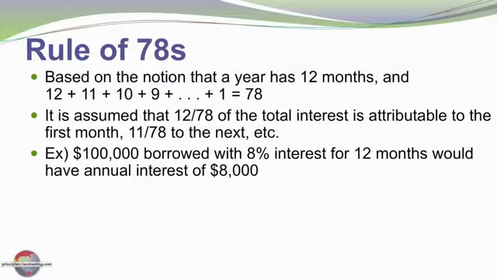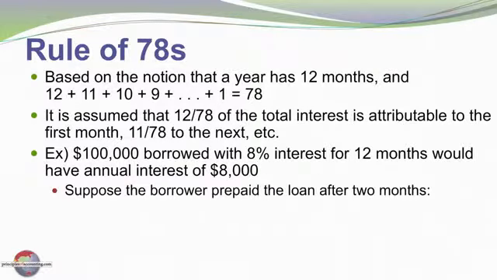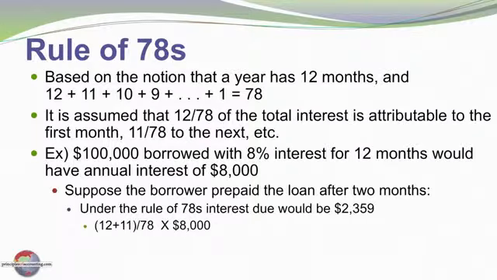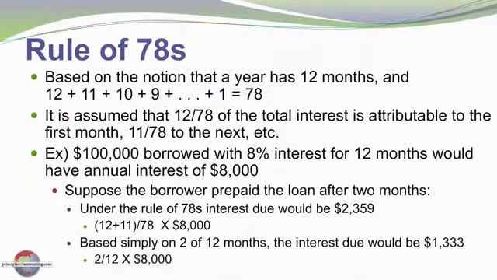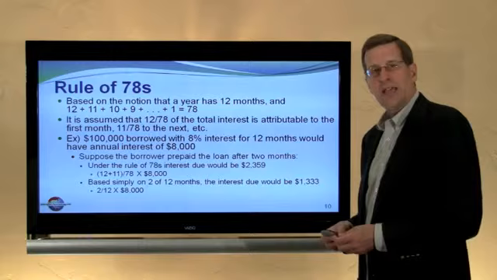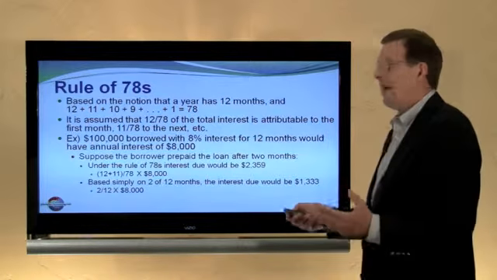So what happens here? Assume we have a $100,000 8% note for 12 months. $8,000 would be the annual interest that's entailed, but if the borrower prepaid after only 2 months, using the rule of 78s, what we would have is interest for that period of time of $23.59. That is 12 plus 11, the first month and the second month, 23 divided by 78 times the annual $8,000 interest, which would give you $23.59. If we had simply done this on a monthly basis, 2/12 of the $8,000 would be much less, $1,333. So the rule of 78s tips the interest allocation to the front end of the note, probably an unfair method in many respects.